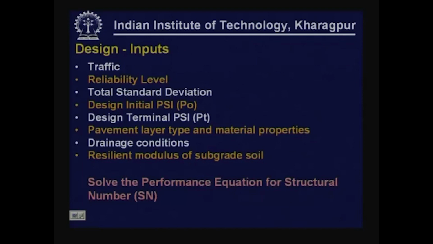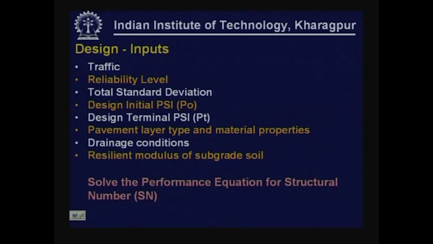So the design inputs that are used for designing pavement are as follows. We have to have information on traffic, we have to select the reliability level, and we have to estimate or take the values from the guidelines for the total standard deviation. We also have to select an initial PSI depending on the type of construction and type of materials. We also have to select a terminal PSI value depending on whether it is a high volume road or low volume road. Accordingly, we will select a terminal serviceability index value, Pt, of 1.5 to 2.5.